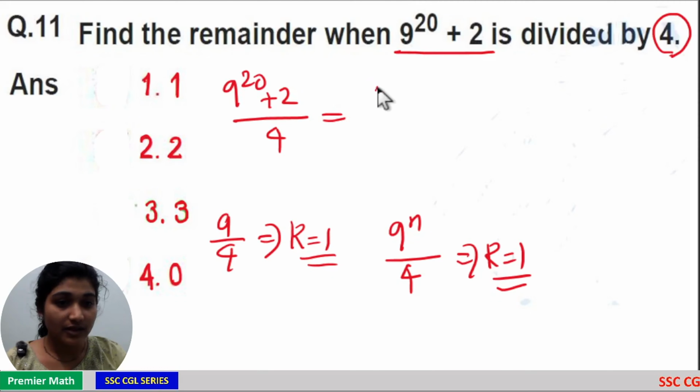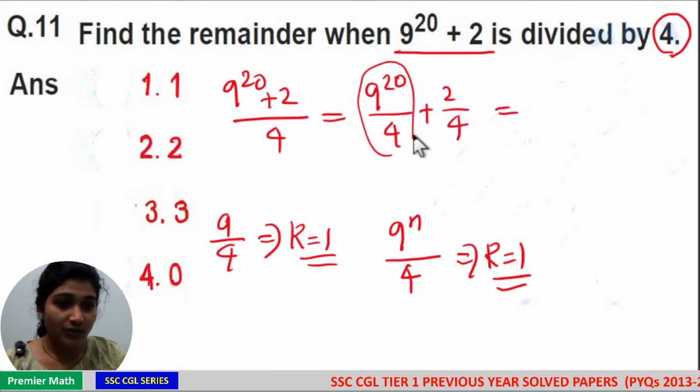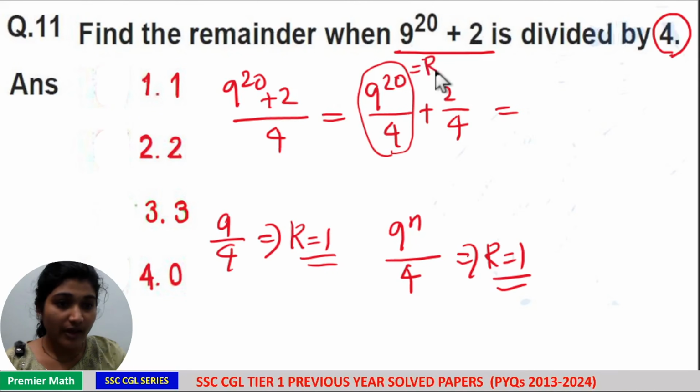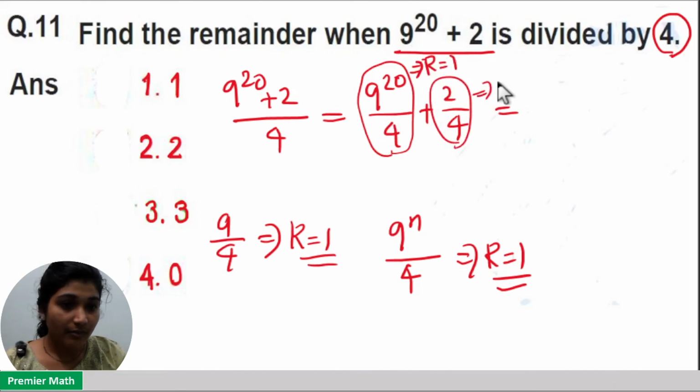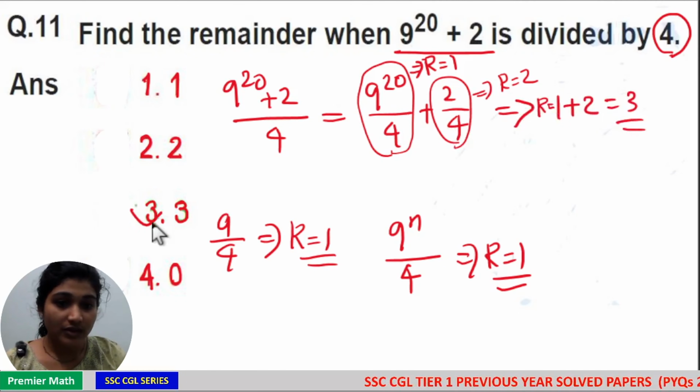I can split it as 9 raised to 20 divided by 4 plus 2 by 4. So in 9 raised to 20 divided by 4, remainder is 1, and in 2 by 4, remainder is 2. So here the remainder is equal to 1 plus 2, which is 3. Option 3 is your answer.